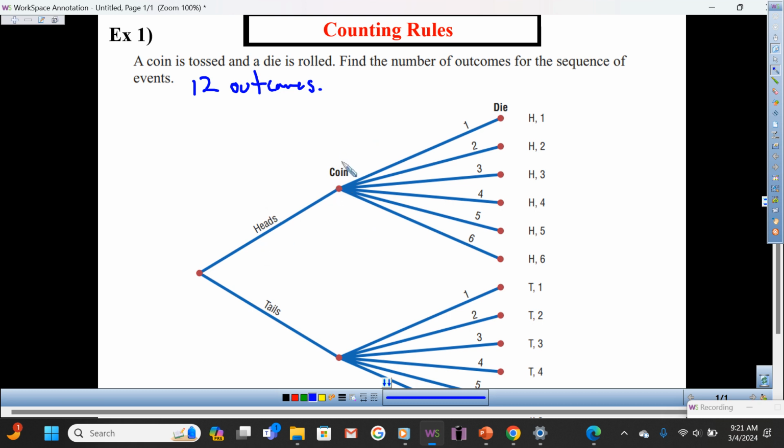So how many outcomes did we say there were for the coin? 2. How about for the die? 6. Do you see the relation? Tell your neighbor the relation of this to the total outcomes. Does everybody see it? Yes? Okay. All right. So, example 2.